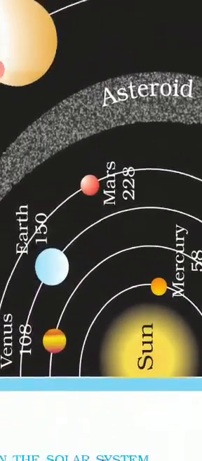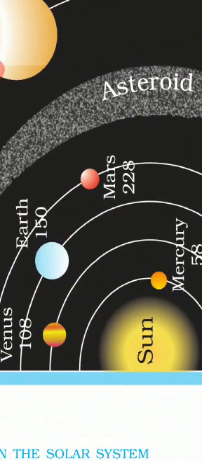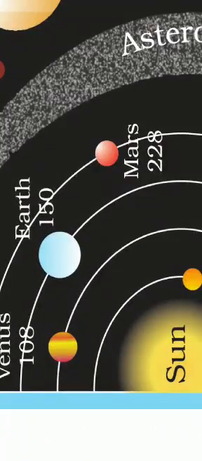The next is Venus. Venus is the brightest and hottest planet of the solar system. It is named after the Roman goddess of love and beauty. It is the second planet from the sun. Its size is nearly equal to that of Earth. Therefore, it is also known as Earth's twin. Like Mercury, it has no moon.